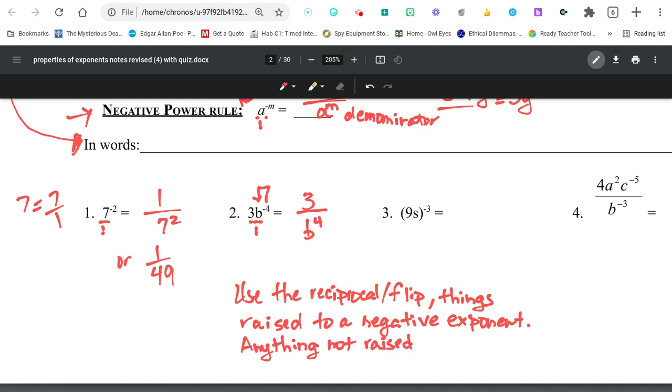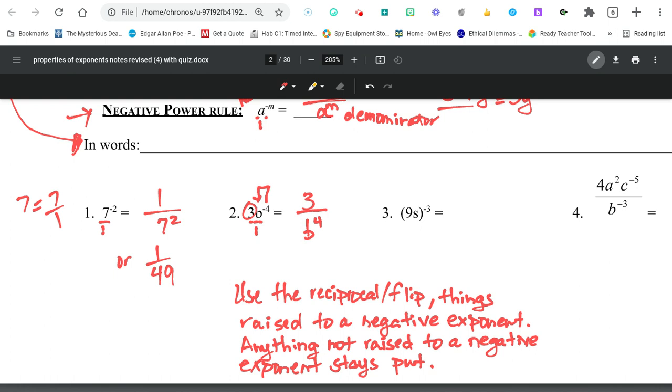Anything not raised to a negative exponent stays put. When I say raised to a negative exponent, it means it has a negative exponent on it. But anything not raised to a negative exponent stays put. Basically, don't move it. So I'm not going to move the 3. 3 is not raised to the negative fourth power. B is. So it stays put, okay?